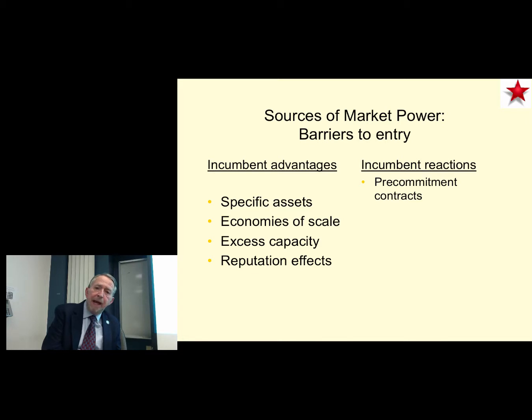Existing firms may also have formed pre-commitment contracts with distributors downstream or with producers upstream, with suppliers upstream. And so in doing that, it's like owning a specific asset. You can lock out other people from competing for that. General Electric makes nuclear power plants, although they don't anymore. In fact, nobody does anymore.